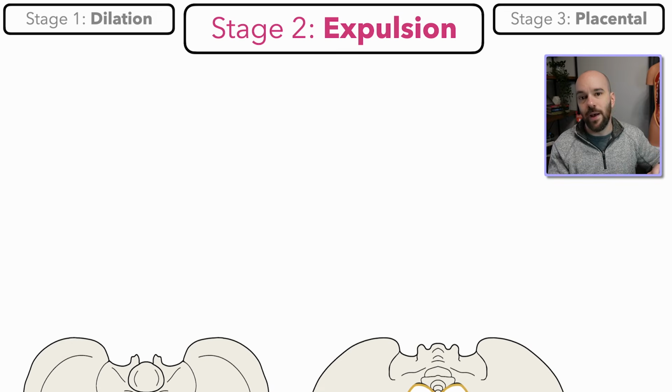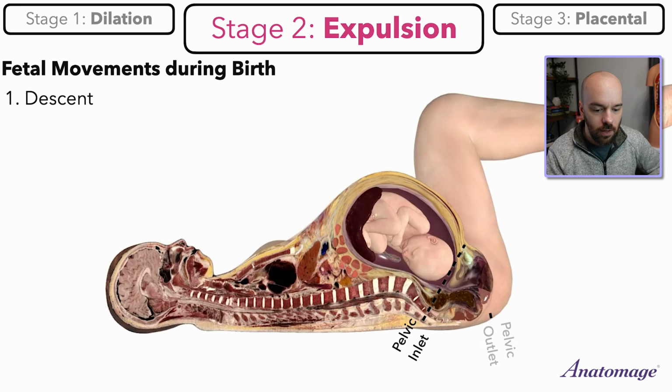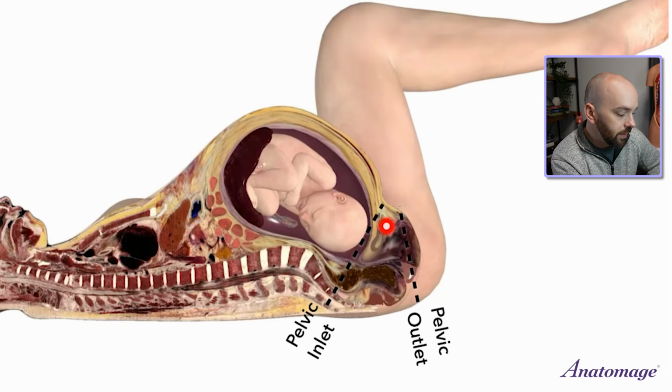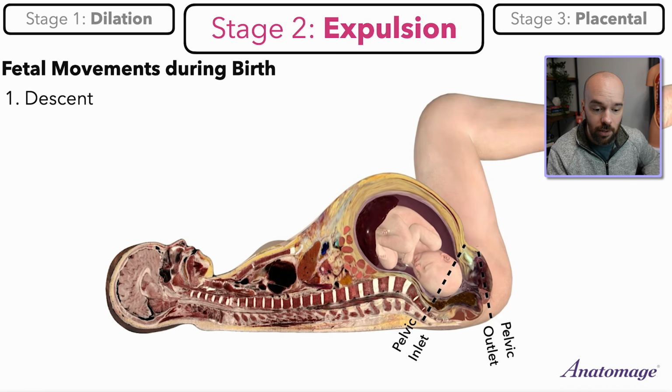All right, let's go back to our birth simulator from Anatomage to look at these fetal movements that are happening during birth. There's 7 movements we're going to talk about. The first fetal movement is going to be descent. The baby is going to be descending into the pelvic inlet. Let's sketch that pelvic inlet right here and the pelvic outlet right there, some approximations of where those are. Here's the pubic symphysis right here, and so the pelvic inlet is going to be right in there, pelvic outlet right in there. During descent, the baby's head is going to be passing through that pelvic inlet.